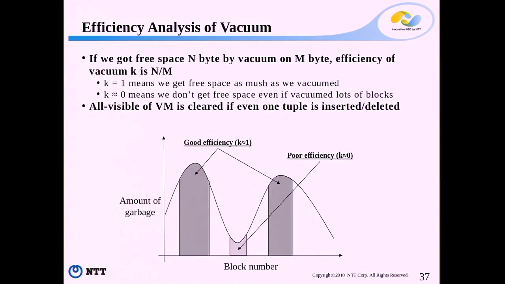So we can formulate this efficiency like this. If we get free space of n bytes by vacuuming m bytes, the efficiency of vacuum is n over m. If we vacuumed 100 megabytes and we got 100 megabytes of new free space, the efficiency is really good. But if we vacuum 100 megabytes and we get only 10 bytes of new free space, the efficiency is very bad. So I think there are some places that have good efficiency or bad efficiency.